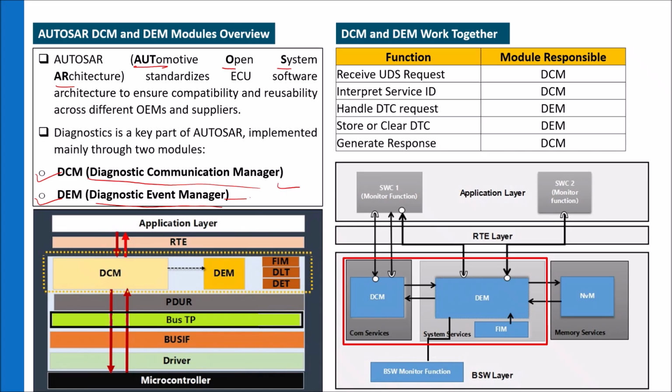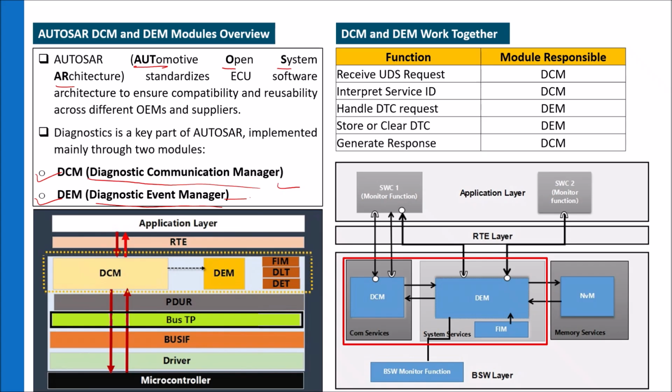Now, what does the DCM do? DCM will receive the UDS diagnostic request from the tester, read and interpret the service ID, and then generate the response back to the diagnostic tool. The work of DEM is to handle the actual fault and DTC management, and it stores, reports or clears the DTC when errors or faults are detected.